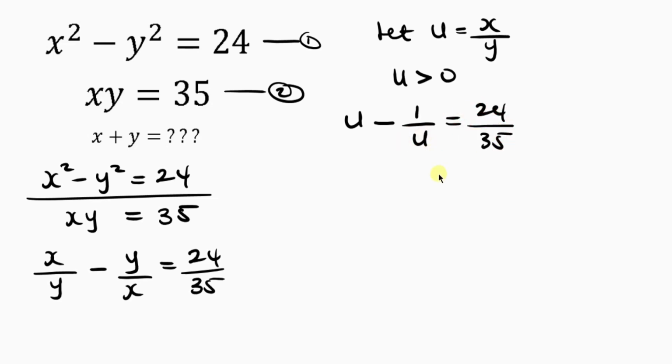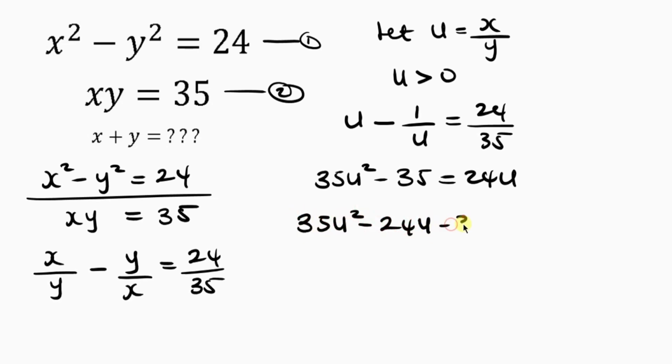So let's clear fraction by using the LCM to multiply through. So 35u is the LCM. So using 35u to multiply through, I'm going to be having 35u squared minus 35 equal to 24u. Now I have a very nice quadratic equation here. So let's arrange this quadratic equation so that it looks good. So that I have 35u squared minus 24u minus 35 equal to 0.